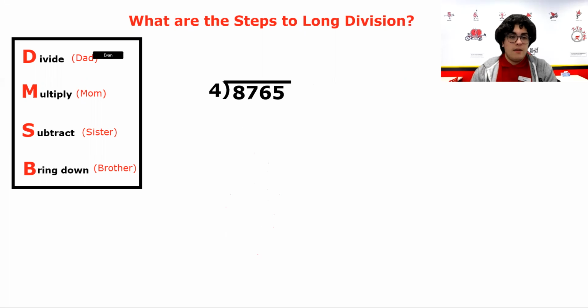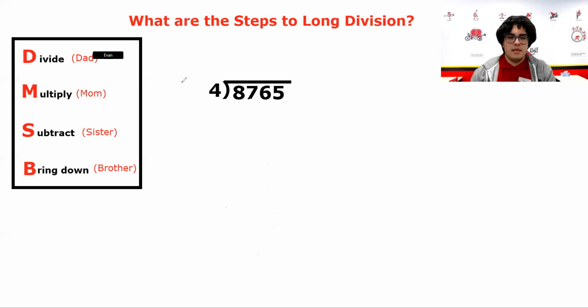So we'll get into it here. I have an acronym, and there's 4 main steps to long division. There's the dividing step, the multiplication step, the subtraction step, and the step where you bring down the remainder. And the acronym here is dad, mom, sister, brother. Dad, the D stands for division, mom, the M stands for multiplication, and so on. It's a very easy way to remember these 4 steps instead of remembering divide, multiply, subtract, bring down. Dad, mom, sister, brother. It's just a little bit easier. It's a little bit more familiar.